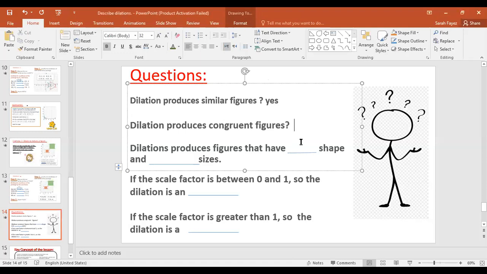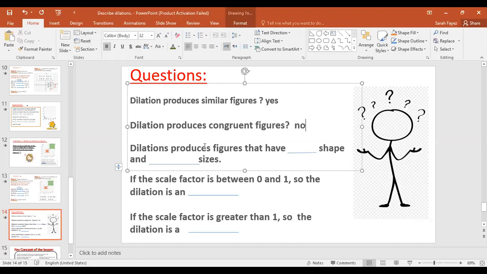Before you answer this question, what's the meaning of congruent figures? Same distance between the points. Yes, very good. Congruent means same size, but after dilation we will not have the same size. So it's a similar figure. Triangle, it will give me triangle. Rectangle, it will give me rectangle. But it will not give me the same side lengths. So that's why it's not a congruent figure.